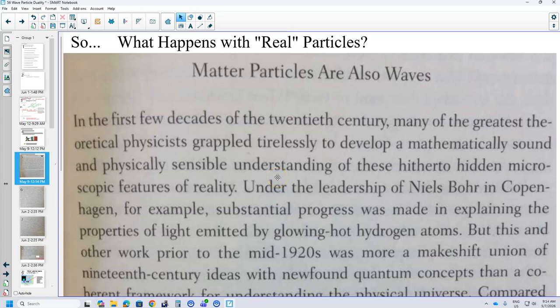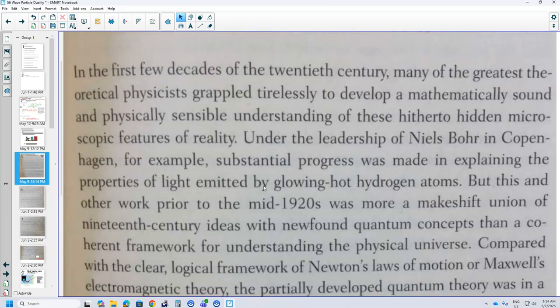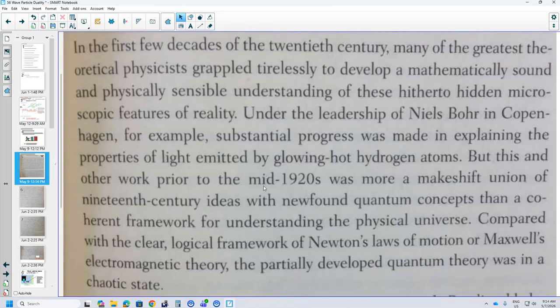So here we go. In the first few decades of the 20th century, many of the greatest theoretical physicists grappled tirelessly to develop a mathematically sound and physically sensible understanding of these hitherto hidden microscopic features of reality. In other words, that particles and waves, right? Particles of light have to be true, but light also has to have wave properties. Under the leadership of Niels Bohr in Copenhagen, for example, substantial progress was made in explaining the properties of light emitted by glowing hot hydrogen atoms.